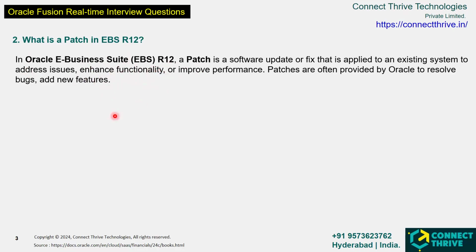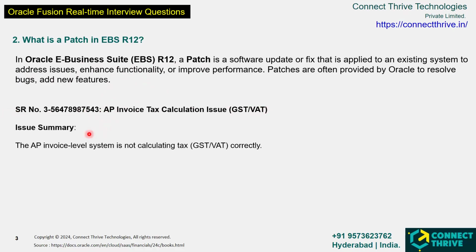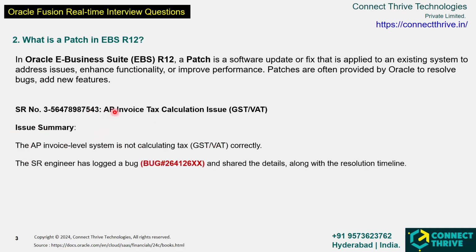Okay. So, related to the previous video, we are facing the invoice level tax issue. For that we raised this SR. This SR summary is this, and for this issue, they identified it as a bug. For this bug, we are going to apply a one-off patch in the EBS instance to resolve this issue. Okay. So now this is the issue.